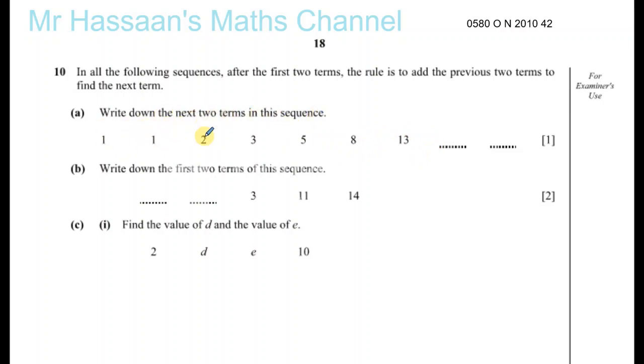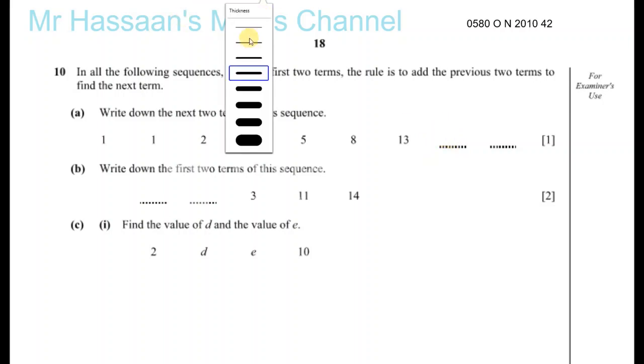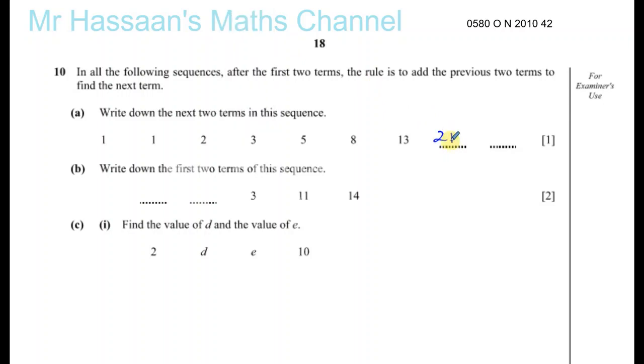So you see 1 plus 1 is 2, 1 plus 2 is 3, 2 plus 3 is 5, 3 plus 5 is 8, 5 plus 8 is 13, 8 plus 13 is 21, and 13 plus 21 is going to give you 34. Okay, so that's that sequence there.